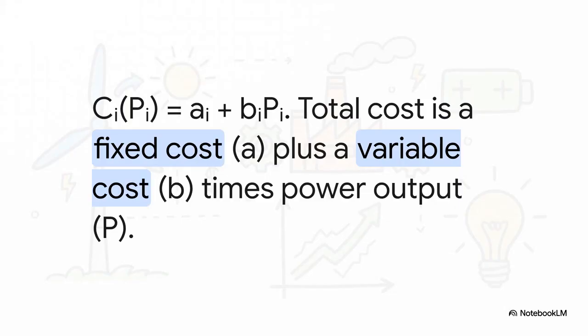And the formula? It's beautifully simple. The total cost, which is C, equals A. That's your fixed cost just to keep the plant running, plus B, the variable cost, times P, the amount of power you're making. Super clean, super direct.